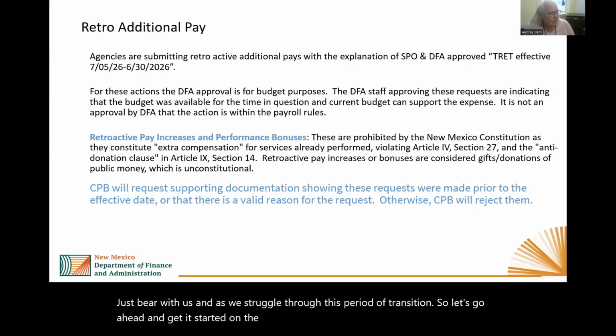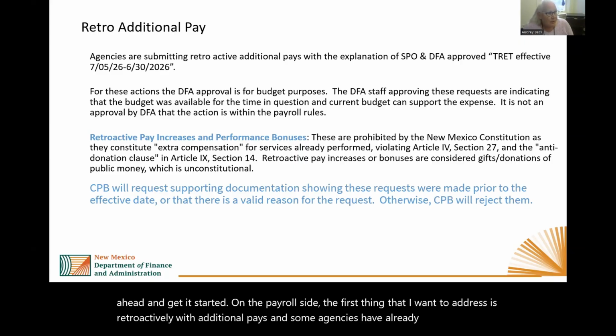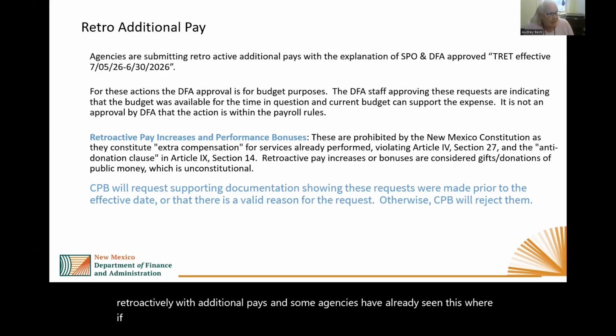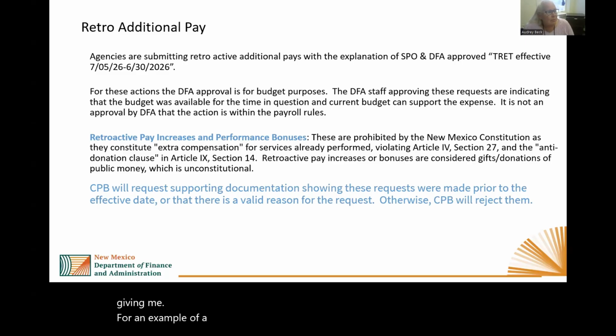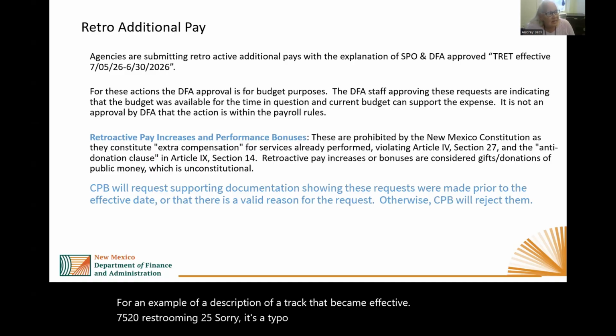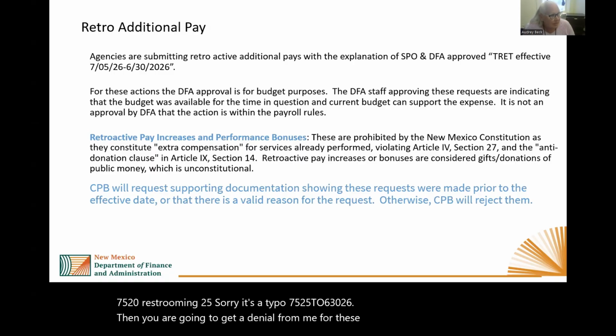The first thing that I want to address is retroactive additional pays. Some agencies have already seen this, where if your agency is submitting an additional pay that is retroactive, and you're only giving me, for an example, a description of a TRET that became effective from 7/5/25 to 6/30/26, then you are going to get a denial from me.